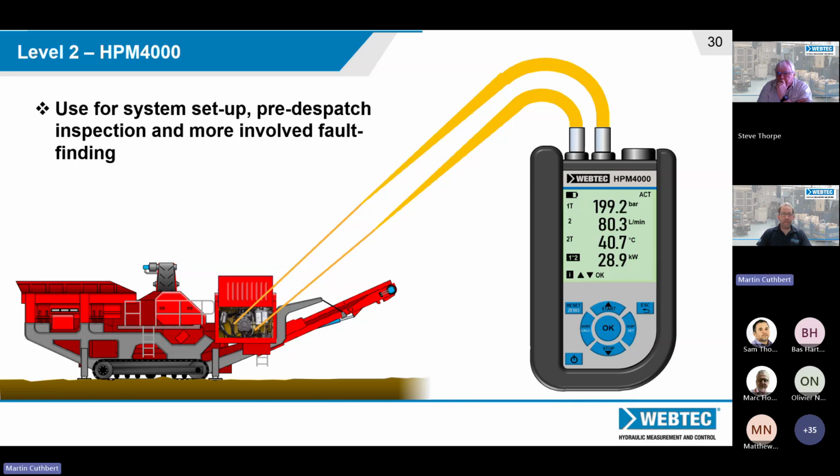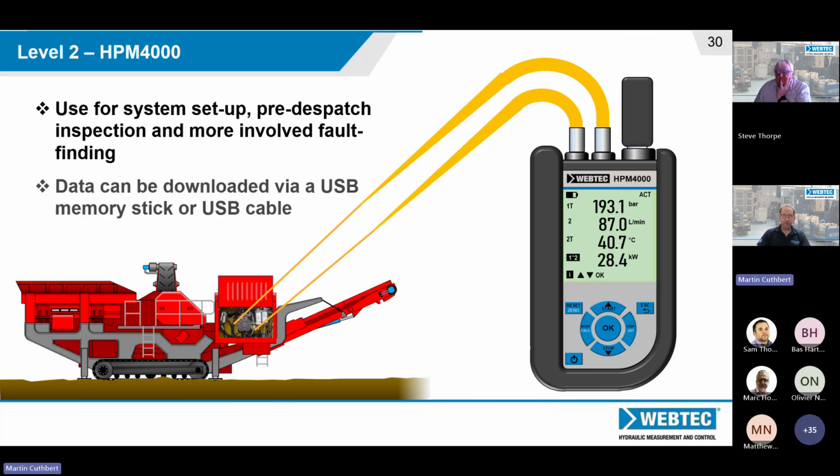So some of the other use cases, if we think back to the maintenance types, think about whether it's reactive or whether it's preventive maintenance. So here it could be, or proactive maintenance, it could be for setting up pre-dispatch inspection, or it could be for fault finding. Once you've got that data, you can then extract it via USB cable.